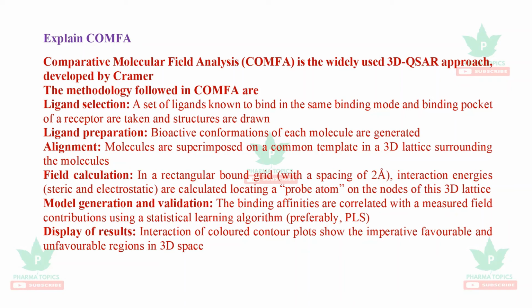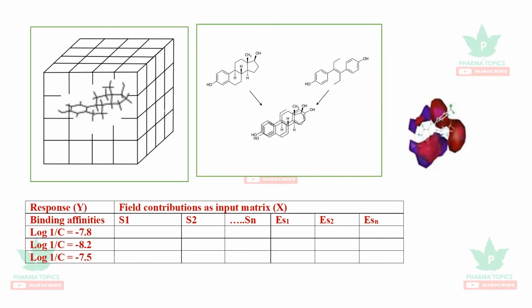Then field calculation. They will calculate the field around all these molecules. Then a model is generated. Usually they go for multiple linear regression or partial least square, and that displays the results in a 3D space. So it will be like this. All the molecules are put in a grid space and they are superimposed, and they study the contribution of each substitution. So this approach is the COMFA approach.